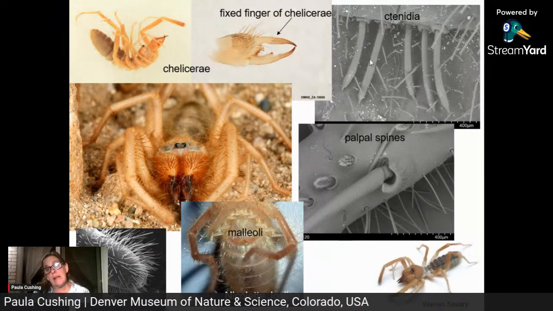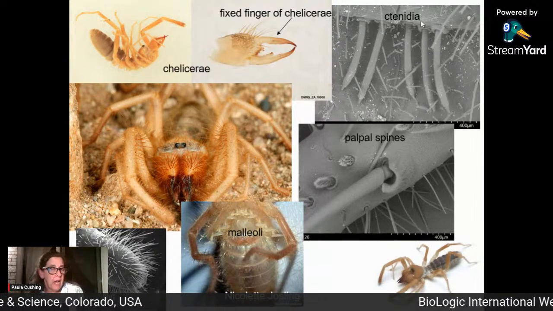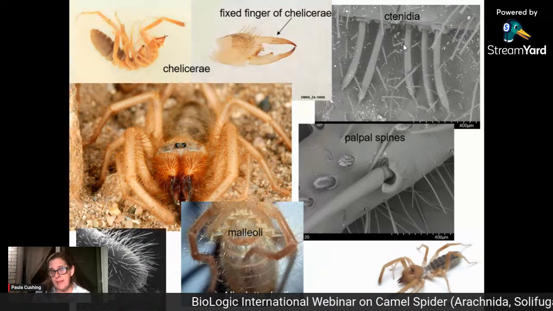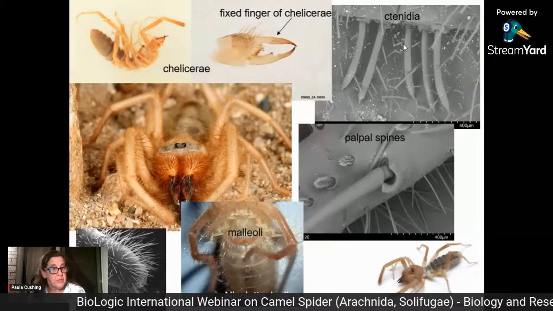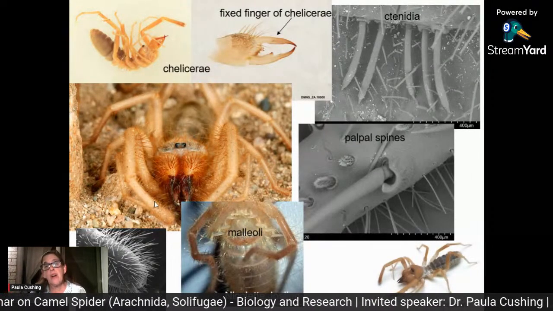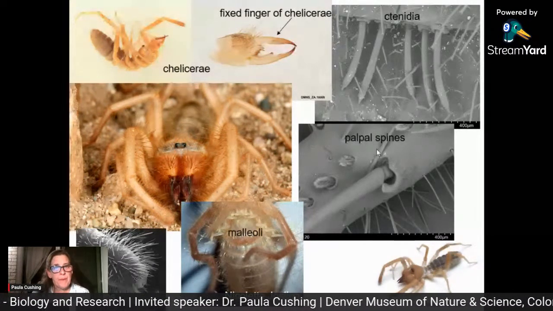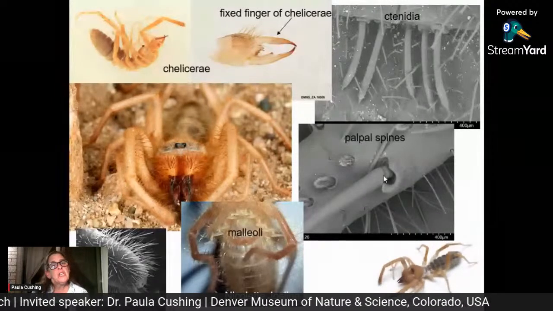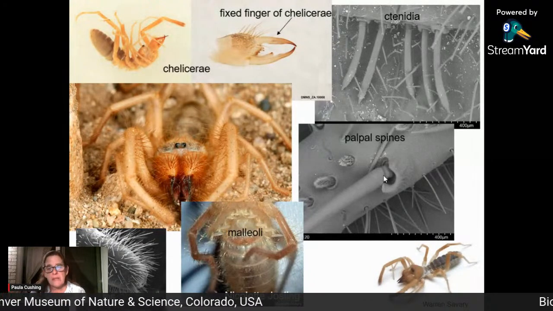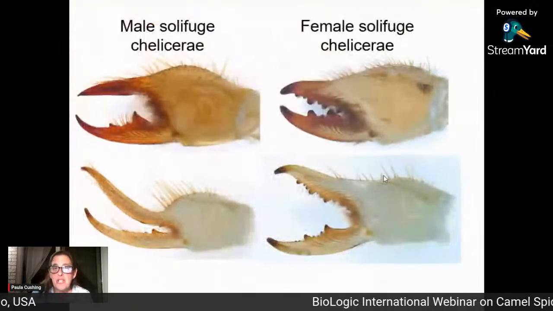Some male camel spiders have specialized setae on the underside of their abdomen called ctenidia, and I'll talk a little bit about the ctenidia. On the pedipalps of the camel spiders, we see a pedipalp here. These are pedipalps. There are specialized spines, specialized hairs that are very important in the biology of these animals. My lab has also done studies on some of these morphological characteristics. So let's talk first about the chelicerae.